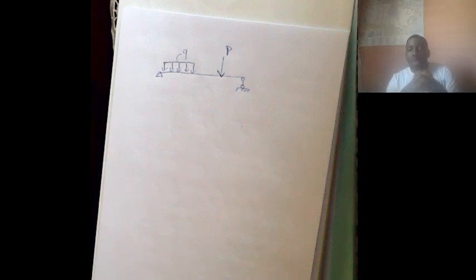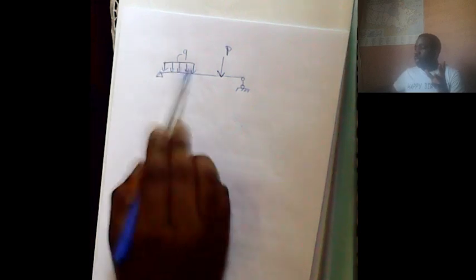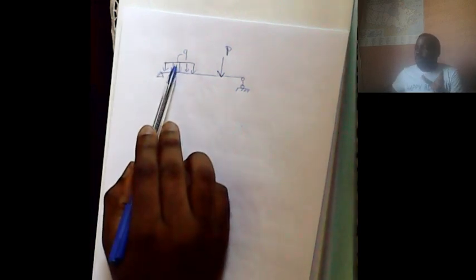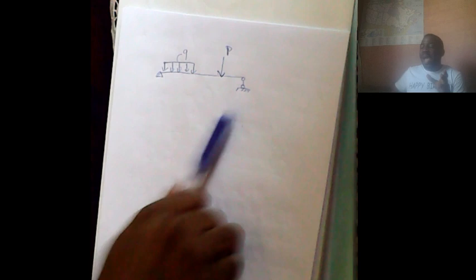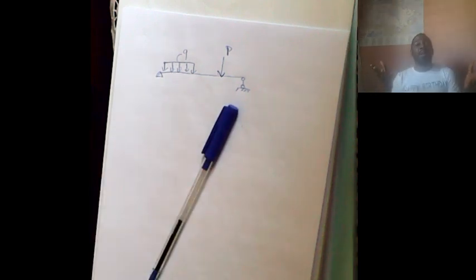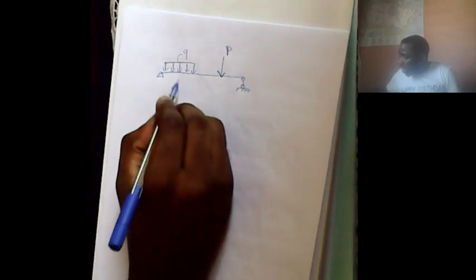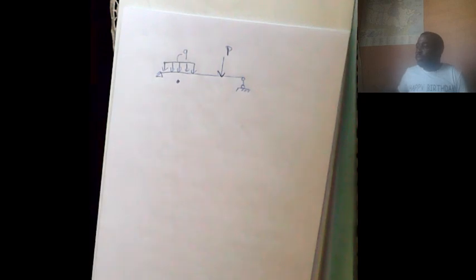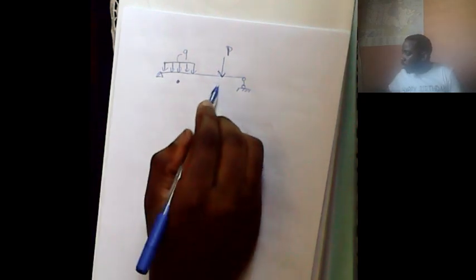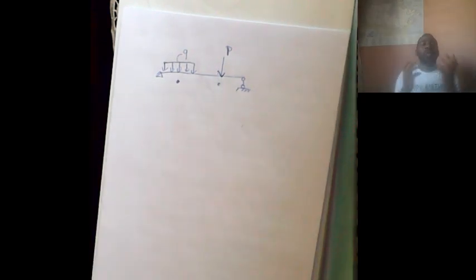We cannot say that we'll get the maximum bending moment due to this load and then get the maximum bending moment due to this load and then add the two of them to have the final maximum moment, because it will not work. Why? The maximum moment caused by this load occurs somewhere here. The maximum moment caused by this other load occurs somewhere here. The two maximum moments don't even have the same point of application. So you cannot superimpose them to have a final maximum moment.